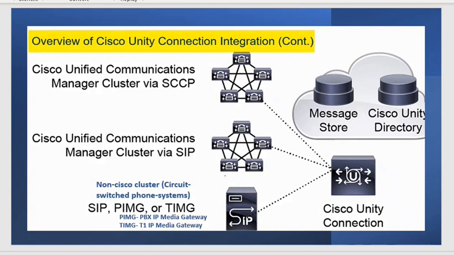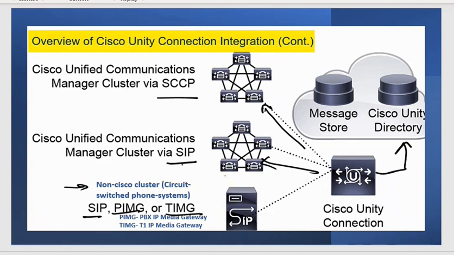So here we see an overview of Cisco Unity Connection integration. To integrate Cisco Unity Connection with a CUCM, you can use SCCP, or it can be integrated using SIP. For other vendor clusters other than Cisco, it can use SIP, PIMG, or TIMG as a protocol. So for non-Cisco clusters and circuit-switched phone systems, you can use SIP, PIMG, or TIMG. For a Cisco cluster, you can use SCCP or SIP, and for open standard, you can use SIP. Right? Cisco Unity Connection has these two main components, its message store and directory.